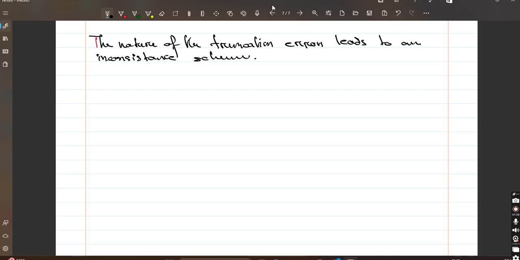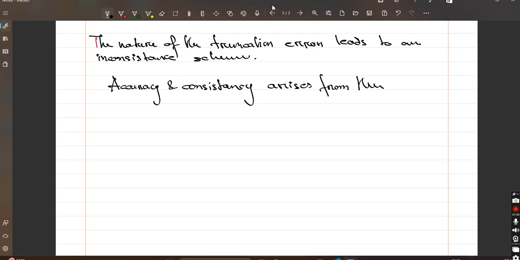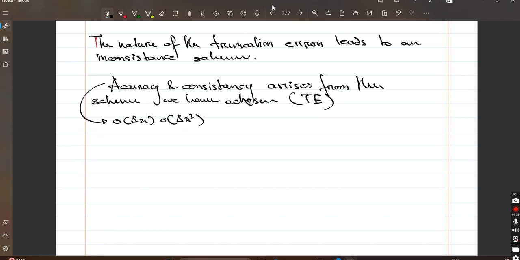Okay, so what have we seen till now? That accuracy and consistency arise from the scheme we have chosen, right? And the truncation error. So the accuracy of a solution will be, say, order of delta x or order of delta x square depending on the truncation error. And similarly, the consistency of a scheme will depend on the truncation error.